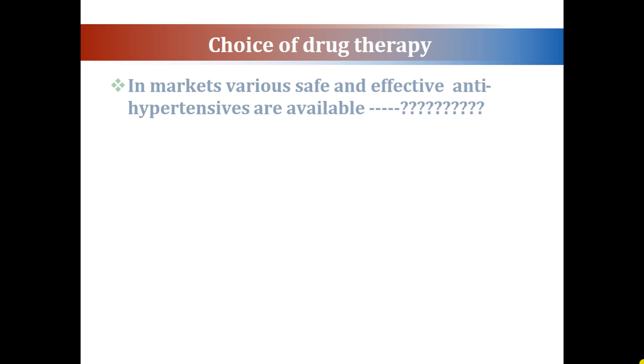So, choice of drug. In the market, there are various safe and effective antihypertensives available. There are so many classes of drugs and in every class there are so many drugs. Like in beta blockers, we have cardioselective beta blockers and non-selective beta blockers. Among the beta blockers, atenolol, metoprolol and many more are there in the market. And that is true with almost all the drugs.